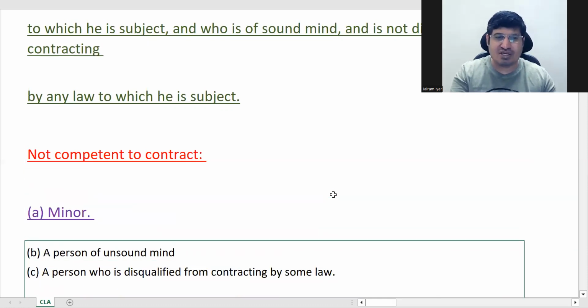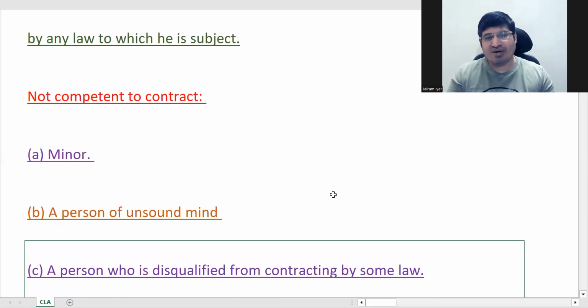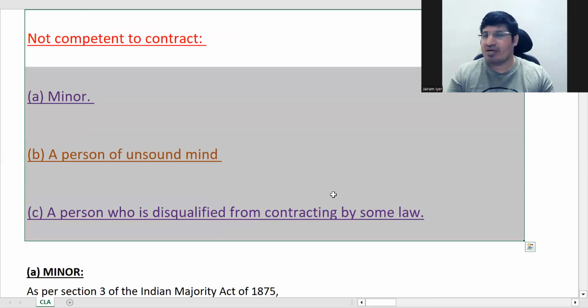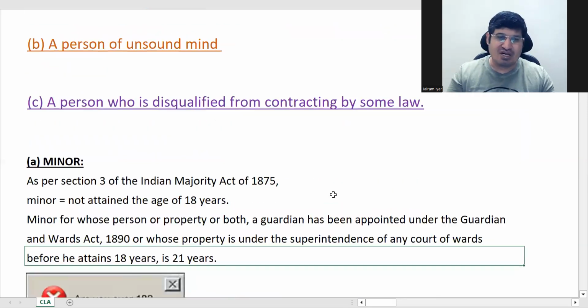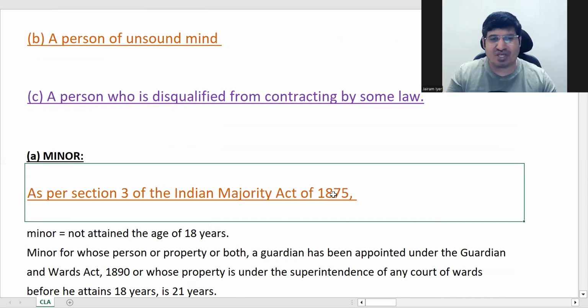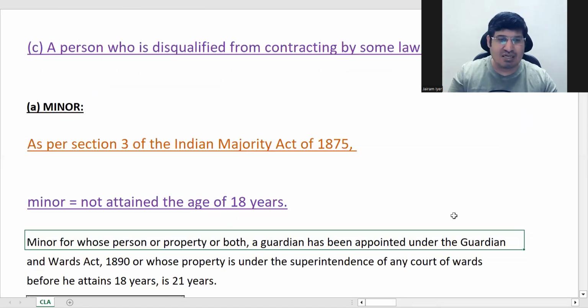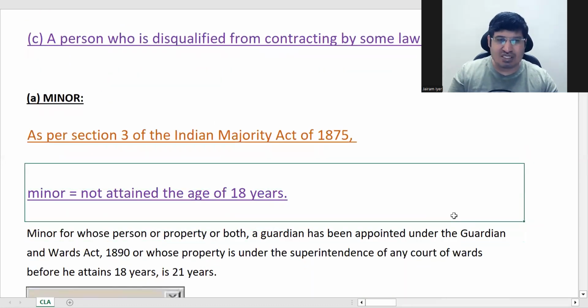Okay. Person of unsound mind, right? And a person is disqualified from contracting. They are not qualified, not competent to contract. So what is a minor? Minor is defined as per section 3 of the Indian Majority Act, which says that any person who has not attained the age of 18 years is a minor. Normally, 18 years is the age of majority.